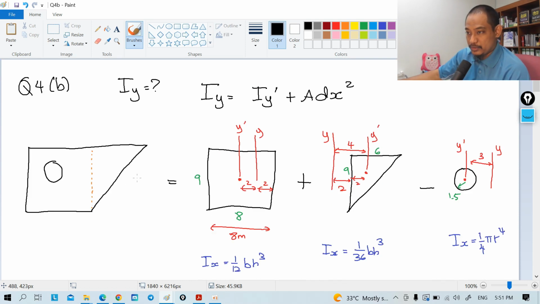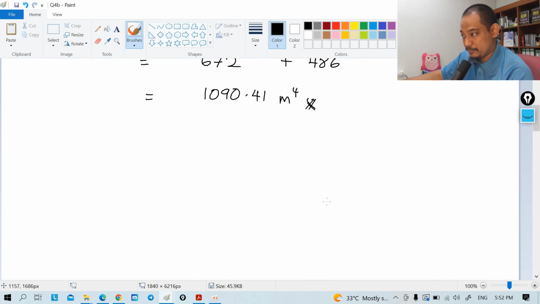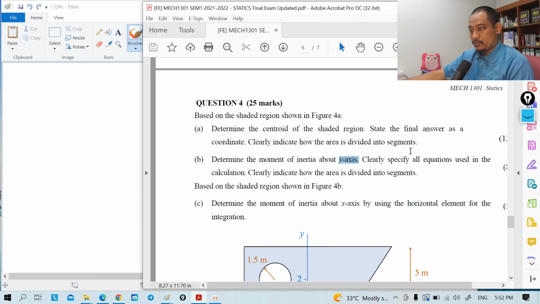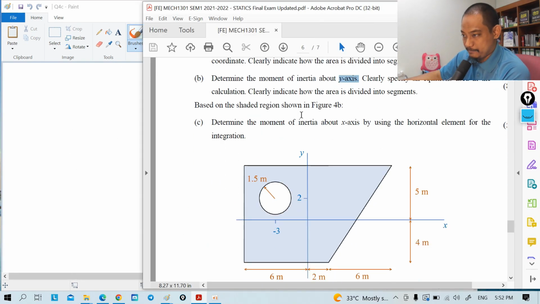Okay, so that's question 4B, right? So from parallel axis theorem, you divide the area. Of course, if you divide it differently, meaning the whole big rectangle minus that triangle, the answer would be the same. Alright, so we go to question 4C.